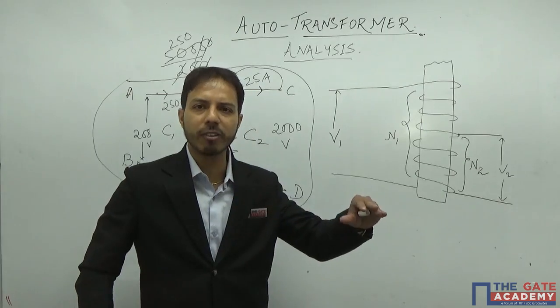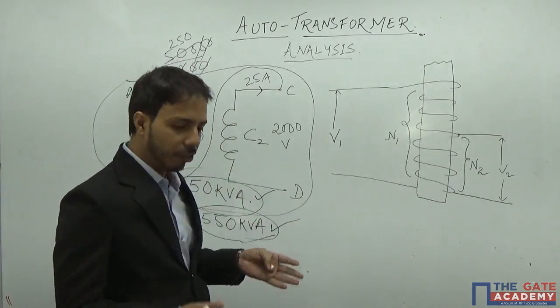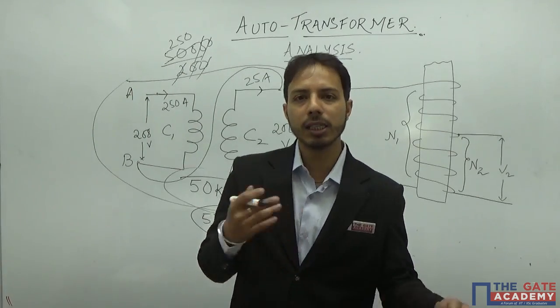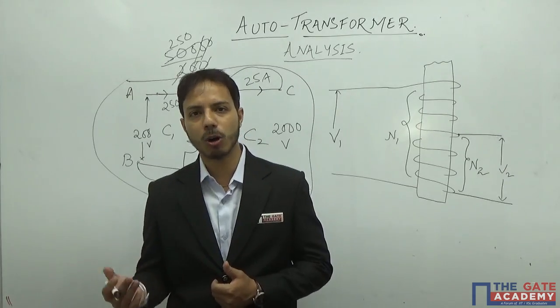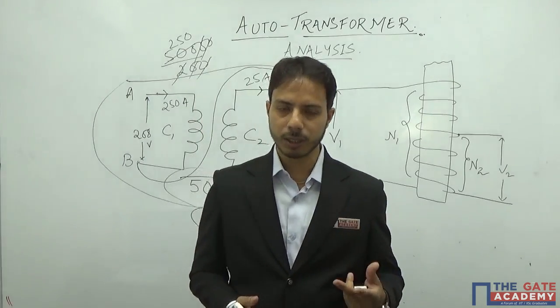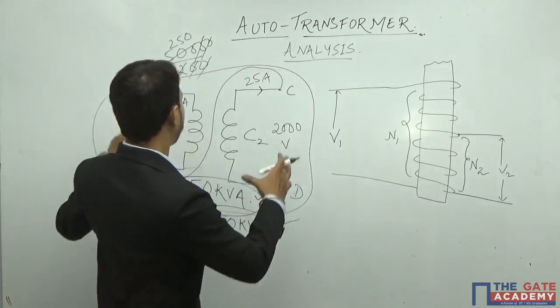So whatever questions will come in GATE will be something like this. They will give you a two-winding transformer and they will ask you what may be the maximum kVA rating of the auto transformer that can be achieved. That is one type of question they may ask. They may also give you the voltage ratings.